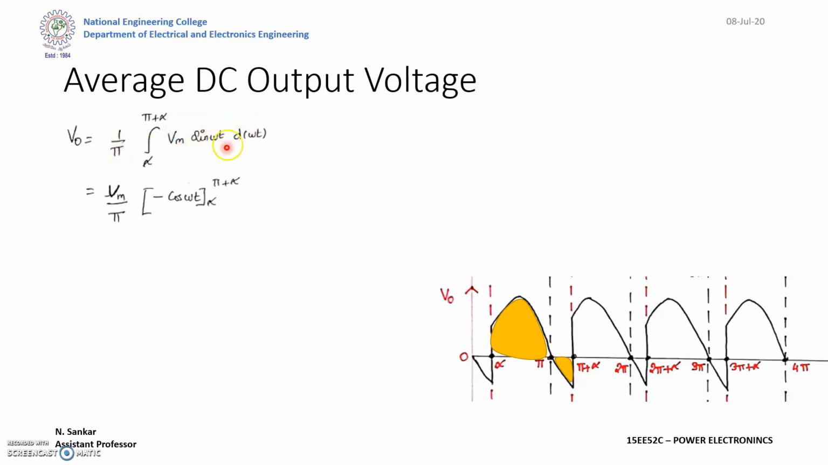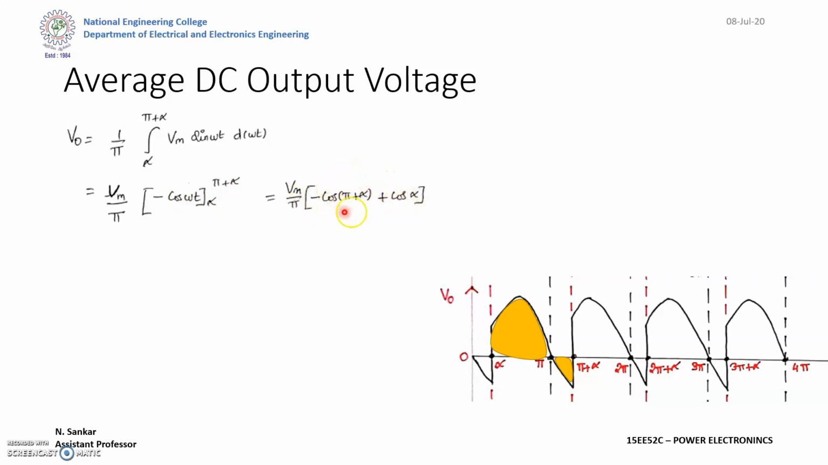Here Vm is constant, so we can take it out. Integrating sin omega t, we get minus cos omega t. Now substitute the lower limit and upper limit. It will be minus cos of pi plus alpha minus of minus cos alpha. So the expression will be Vm by pi times minus cos of pi plus alpha plus cos alpha.